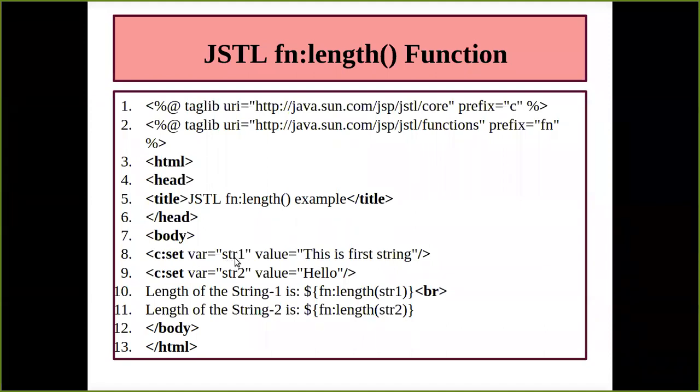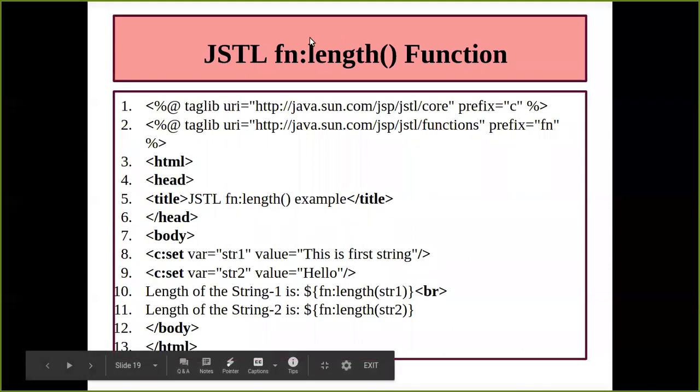str1. And what value are we storing into this variable? This is first string. Okay, we are creating another variable called str2, and we are passing the value Hello. Now we are trying to print the value of both strings. We can print the length by using fn colon length.